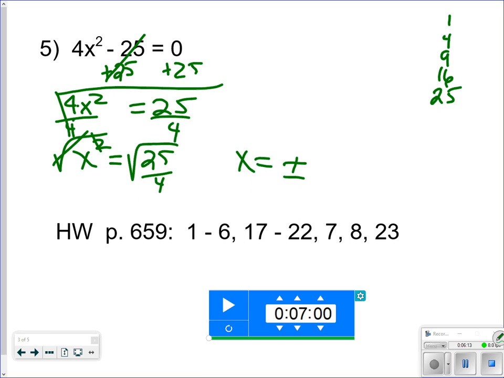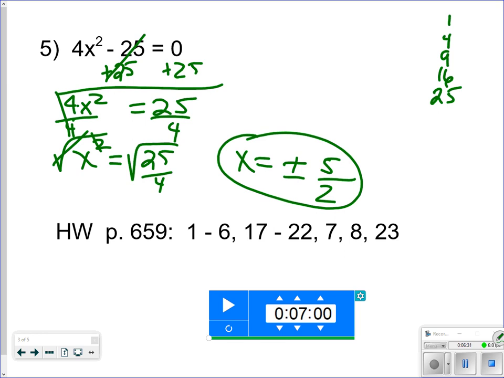What does 25 come from? 5. What does 4 come from? 2. Starts like a fraction, ends like a fraction. So your answer in this case, x equals plus or minus 5 over 2. So it's okay to get fractions for answers sometimes.